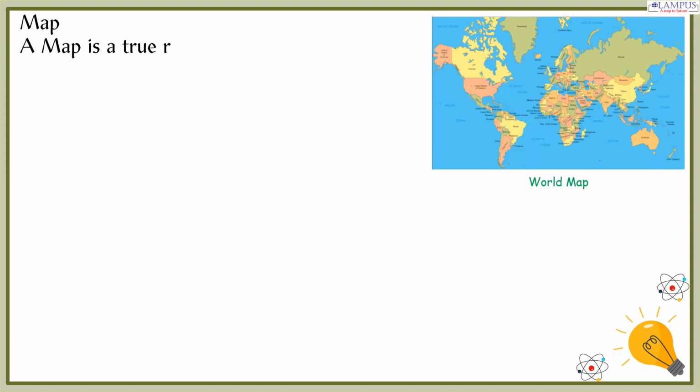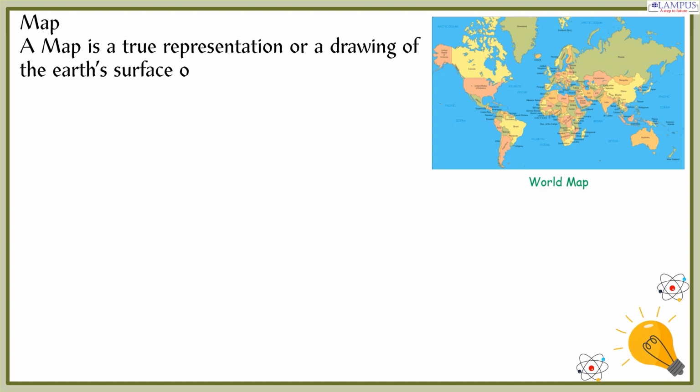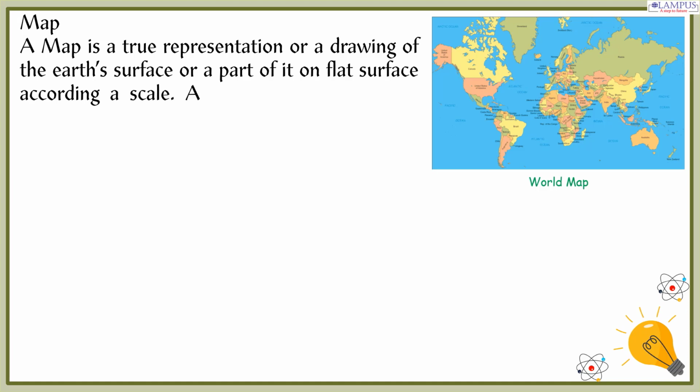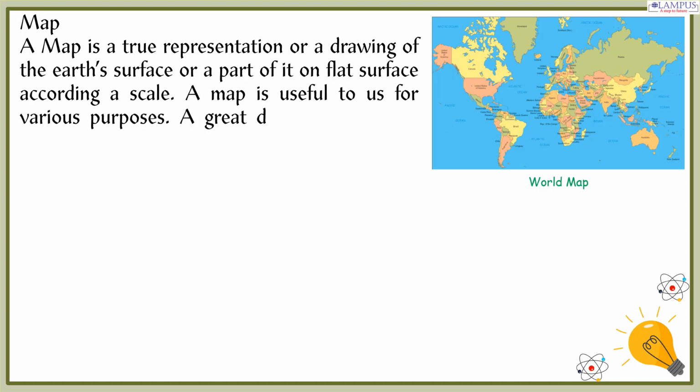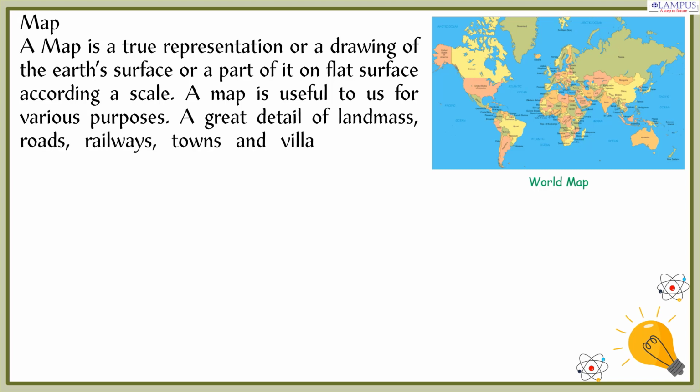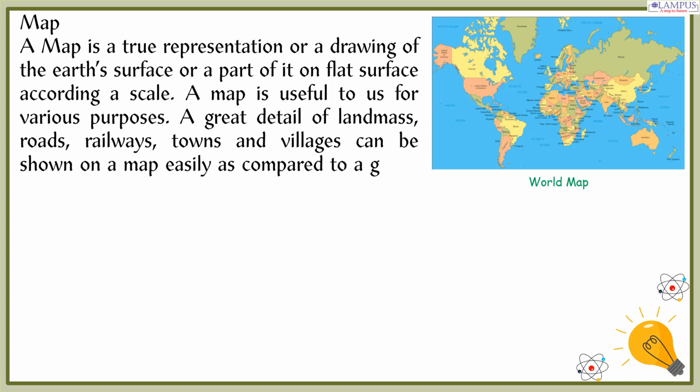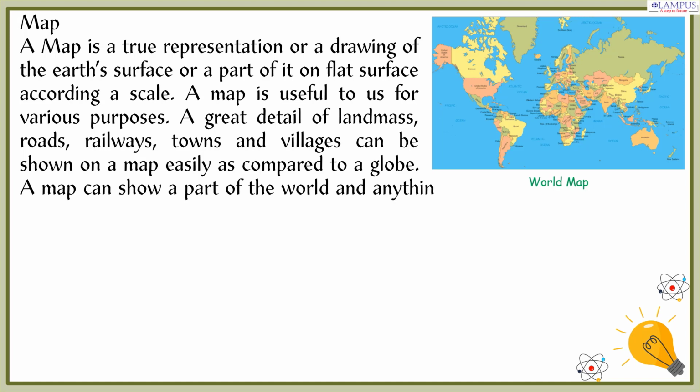Map. A map is a true representation or a drawing of the Earth's surface, or a part of it on flat surface according to scale. A map is useful to us for various purposes. A great detail of land mass, roads, railways, towns and villages can be shown on a map easily as compared to a globe. A map can show a part of the world and anything that we want to find.